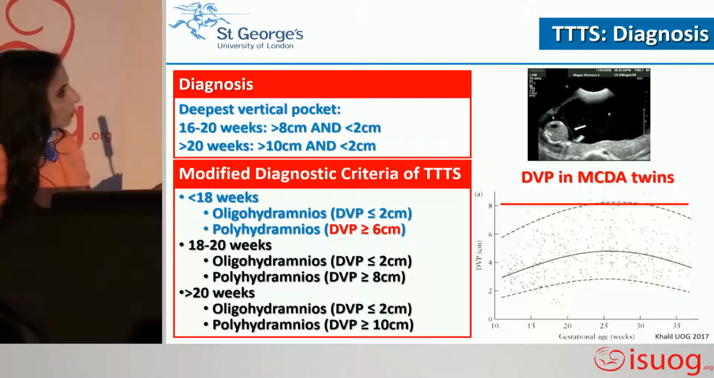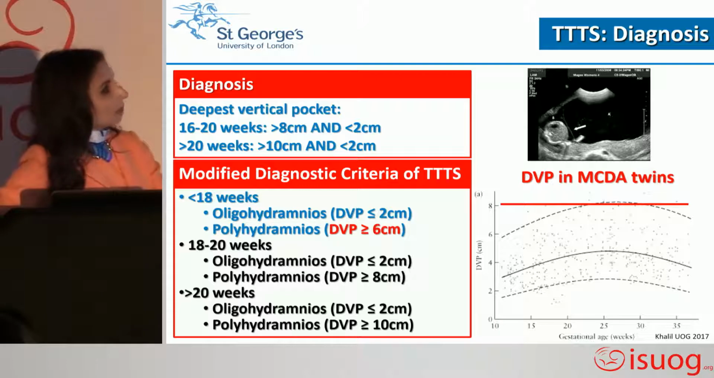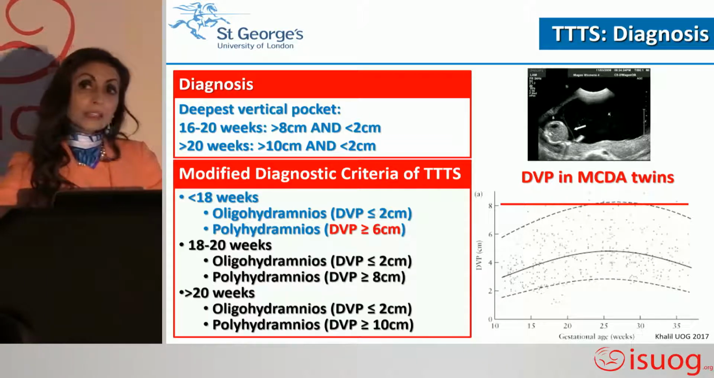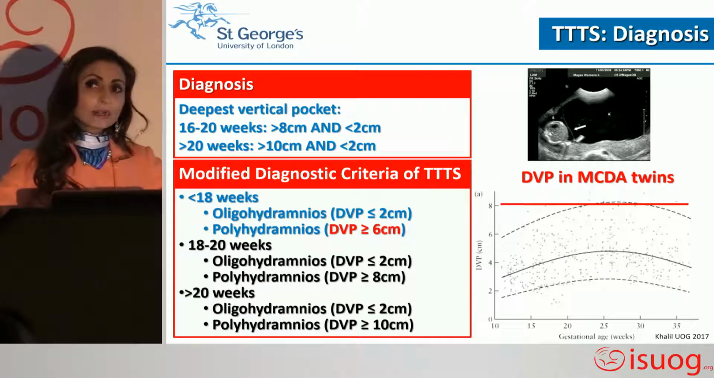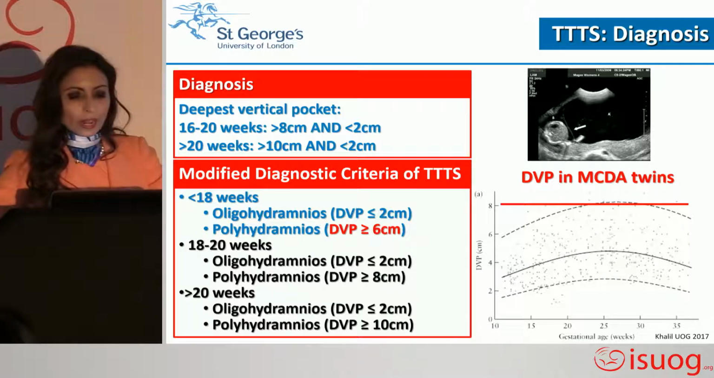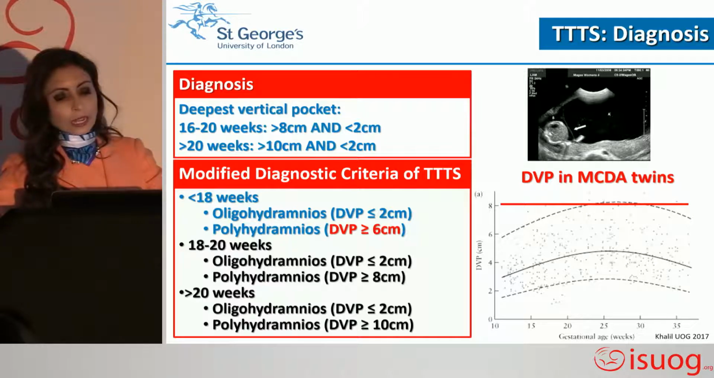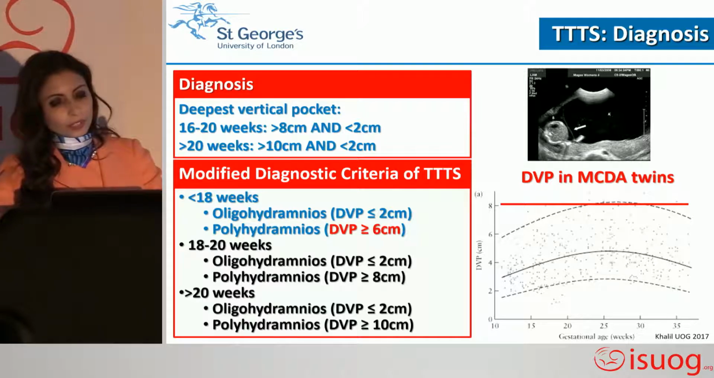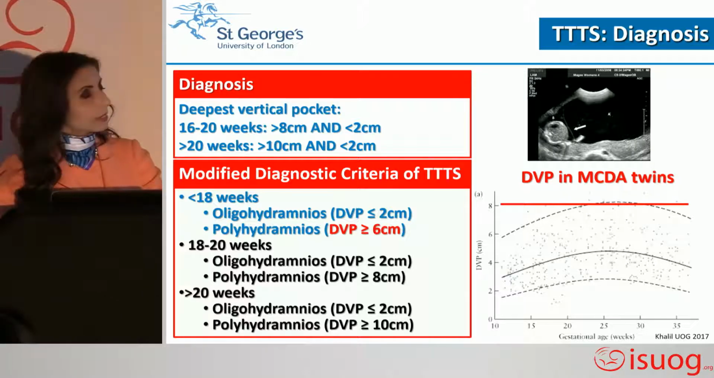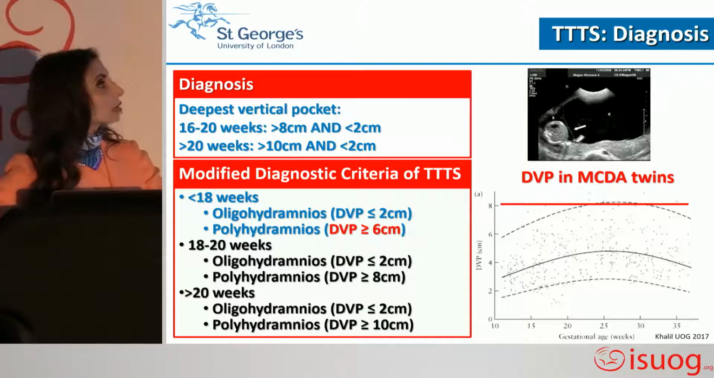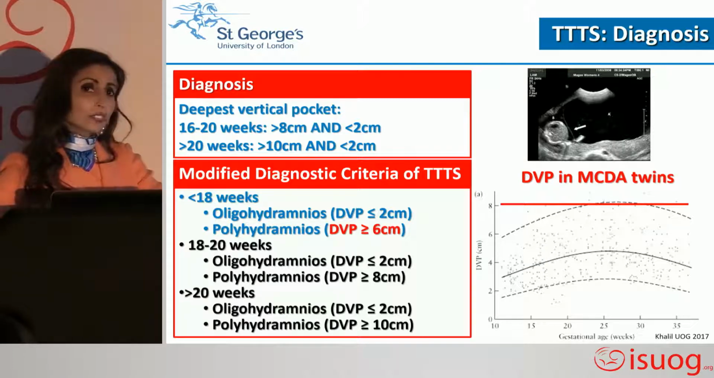So the diagnosis, as we mentioned yesterday, is the polyhydramnios, oligohydramnios sequence, and how do you diagnose oligohydramnios? Standard definition: when you have deepest vertical pocket less than 2 centimeters. If you have polyhydramnios, there are different cutoffs. Certainly, in Europe, for example, you have the cutoff of 8 centimeters before 20 weeks, and after 20 weeks, 10 centimeters deepest vertical pocket.